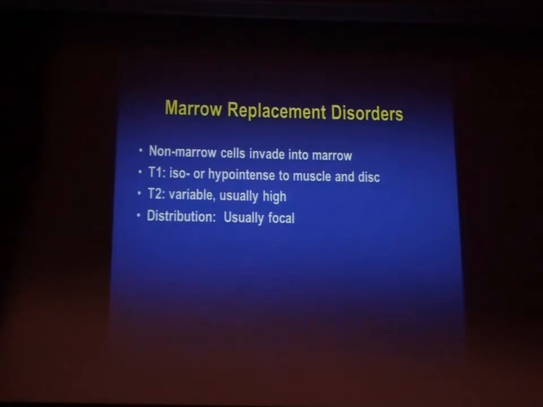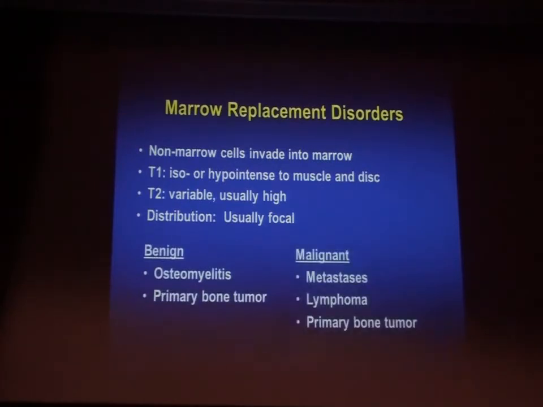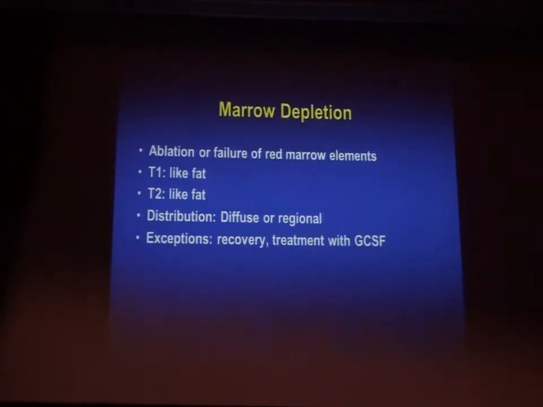Another kind of process that involves the marrow are marrow replacement disorders, where non-marrow cells are invading into the marrow. These also tend to be iso or hypointense on T1 weighted images, more variable on T2 weighted images, usually high, and also focal, right? Something's coming into the marrow, it's coming into a focal space. So these are things like osteomyelitis or benign primary bone tumor, metastasis, lymphoma, a primary malignant bone tumor.